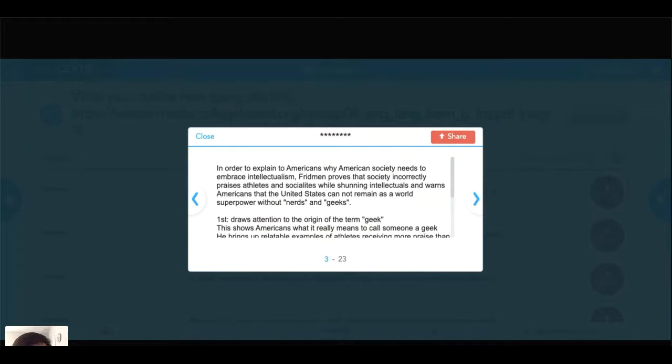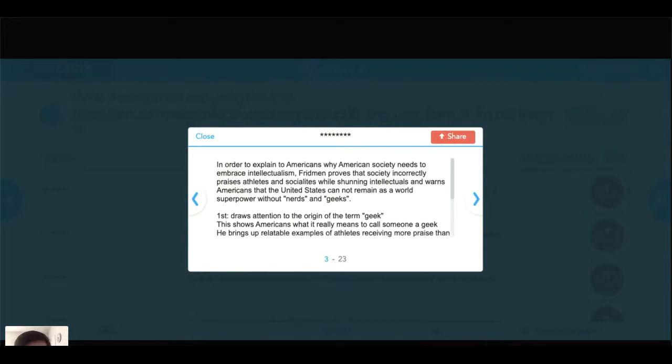Okay, for this one: in order to explain to Americans why American society needs to embrace intellectualism, Friedman proves that society incorrectly praises athletes and socialites while shunning intellectuals, and warns Americans that the United States cannot remain as a world superpower without nerds and geeks. Once again, in this instance, I would probably mention rhetorical devices. It's only to your benefit.